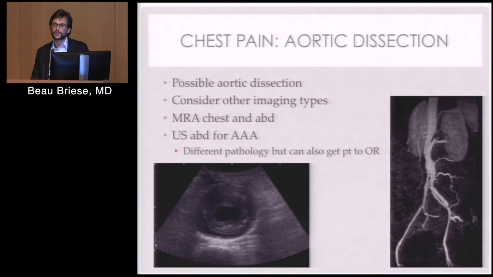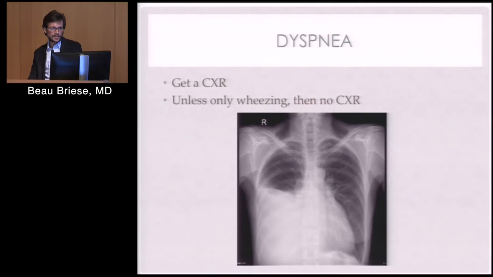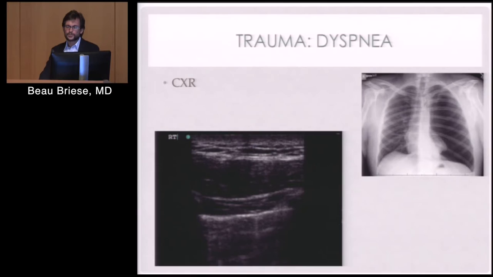Dyspnea, just get a chest x-ray. That's easy. Unless they're only wheezing, then you actually don't have to get a chest x-ray, especially if they're younger. So trauma, dyspnea, you can get a chest x-ray. Look for the pneumothorax. Anybody see a pneumothorax on here? There's one on the left. It's hard to see on these things, but you see there's lung markings on the right, but not on the left? Good. And then EFAST to the chest.